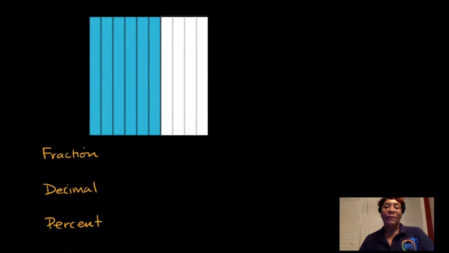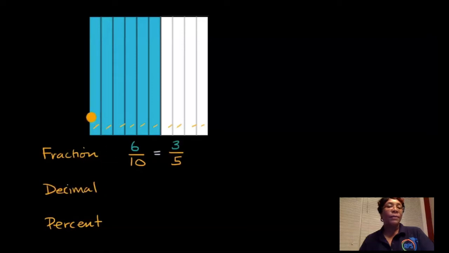Well, let's first think about it as a fraction. So the whole is split into 1, 2, 3, 4, 5, 6, 7, 8, 9, 10 equal sections, and 6 of them are filled in. So the blue represents 6/10 of a whole. And you could also rewrite that. If you divide the numerator and the denominator by 2, that's the same thing as 3 over 5. Fair enough?